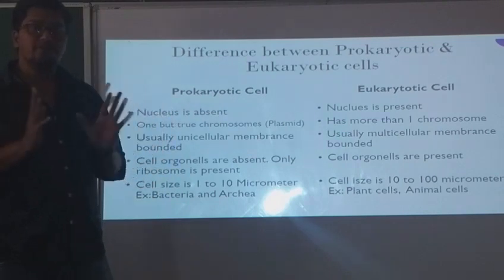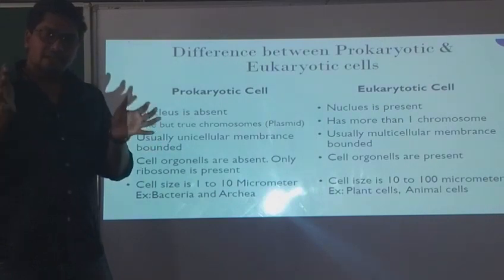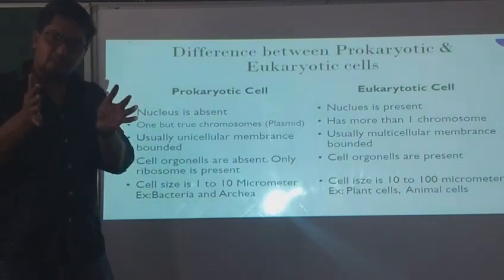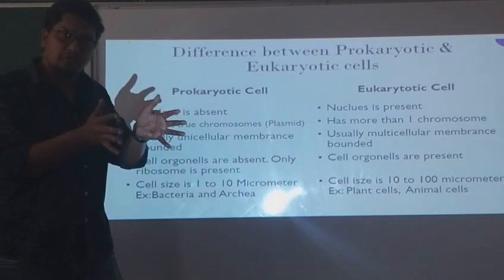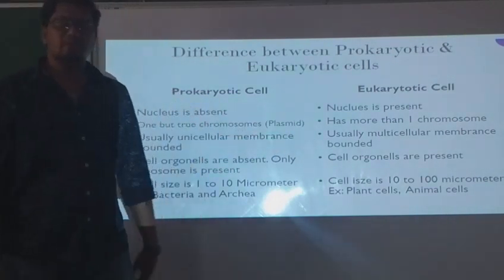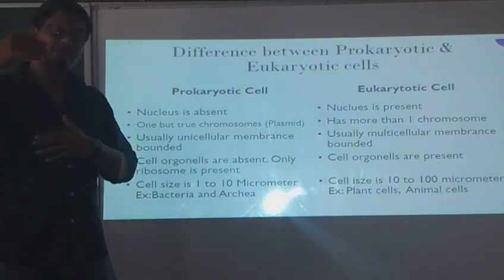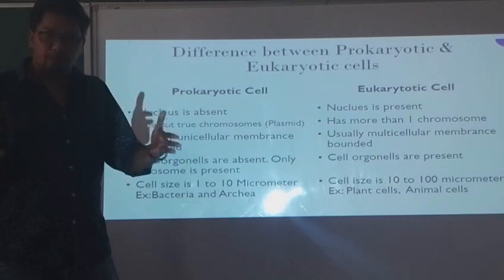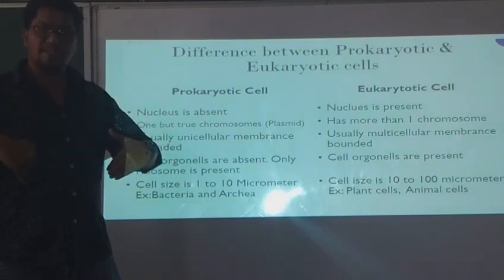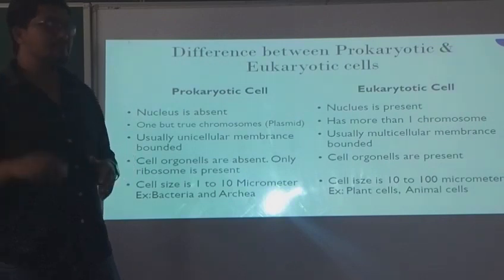So here students should not confuse. DNA is present in both prokaryotic cell as well as eukaryotic cell. The total DNA present in a prokaryotic cell condenses to form a single chromosome, but in eukaryotic cell what happens? The DNA which undergoes condensation forms more than one chromosome. If you remember, in every human cell, 23 pairs of chromosomes are present. That is the main difference here.